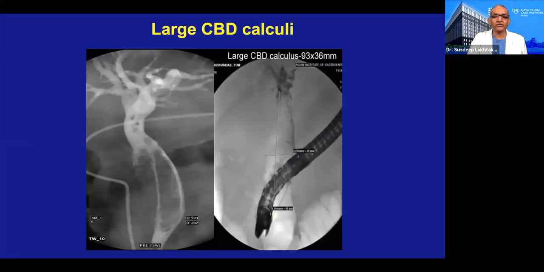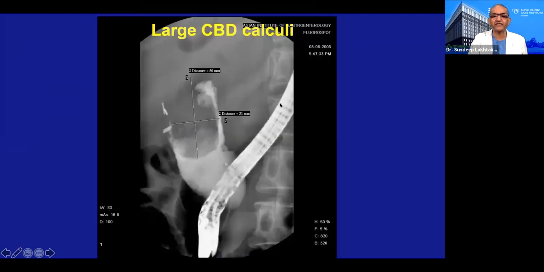Some of the stones can be giant stones. You see, these are very large stones filling almost the entire CBD. And this stone is more than 5-6 centimeters in size. Another stone is 5 centimeters in vertical length and 3 in horizontal diameter. Although the duct is quite dilated, these stones are giant stones.